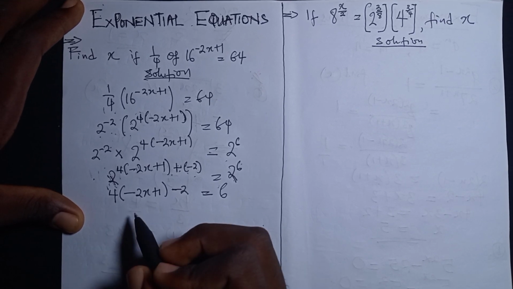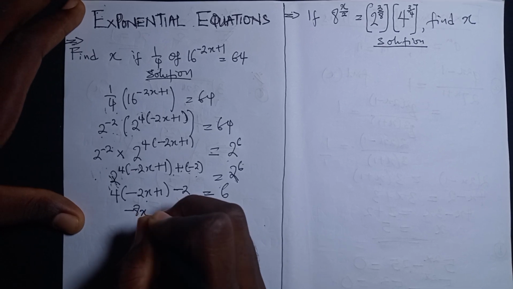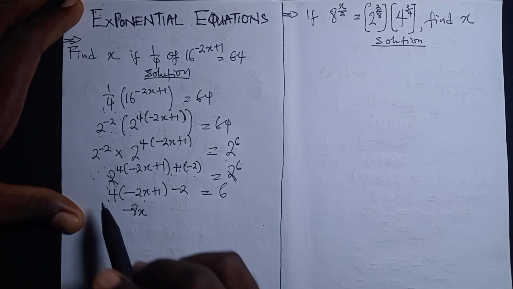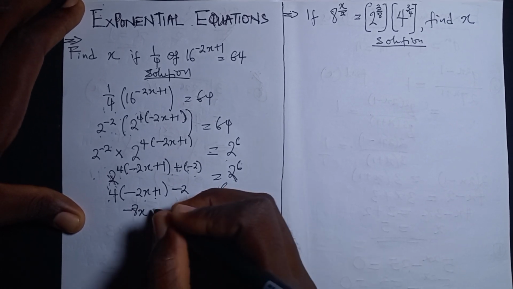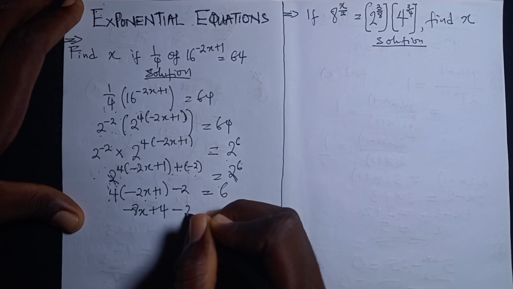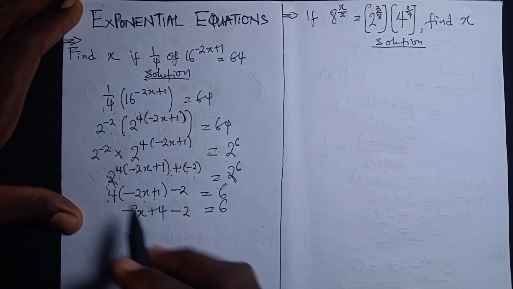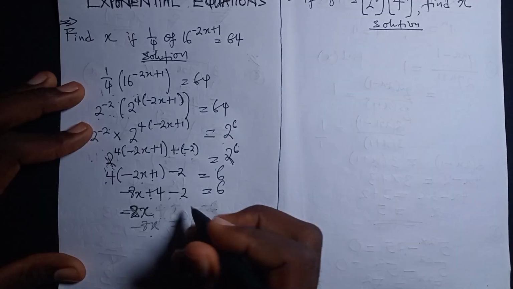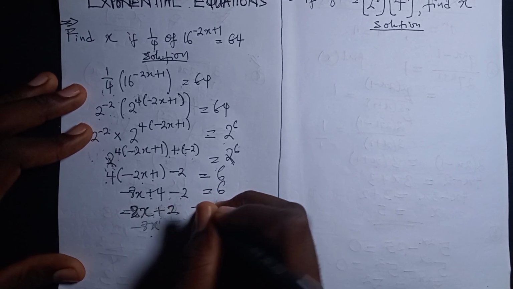So 4 times minus 2x gives you minus 8x. 4 times plus 1 gives you plus 4. Then you put your minus 2 equal to 6. So minus 8x, 4 minus 2 gives you plus 2, is equal to 6.